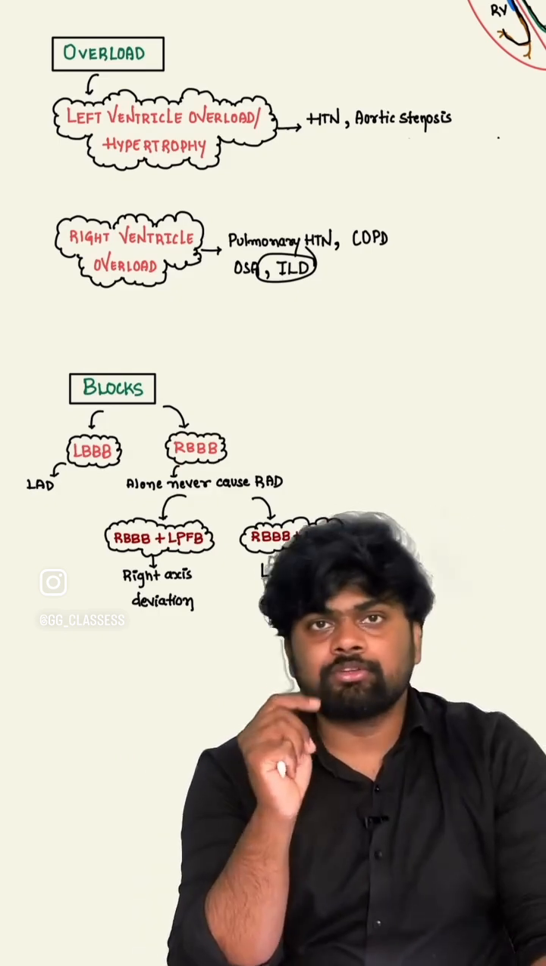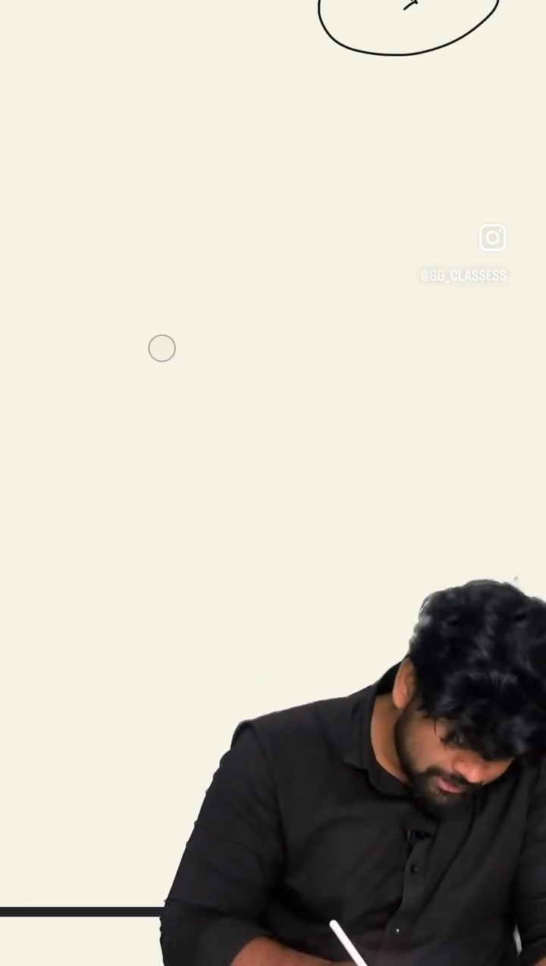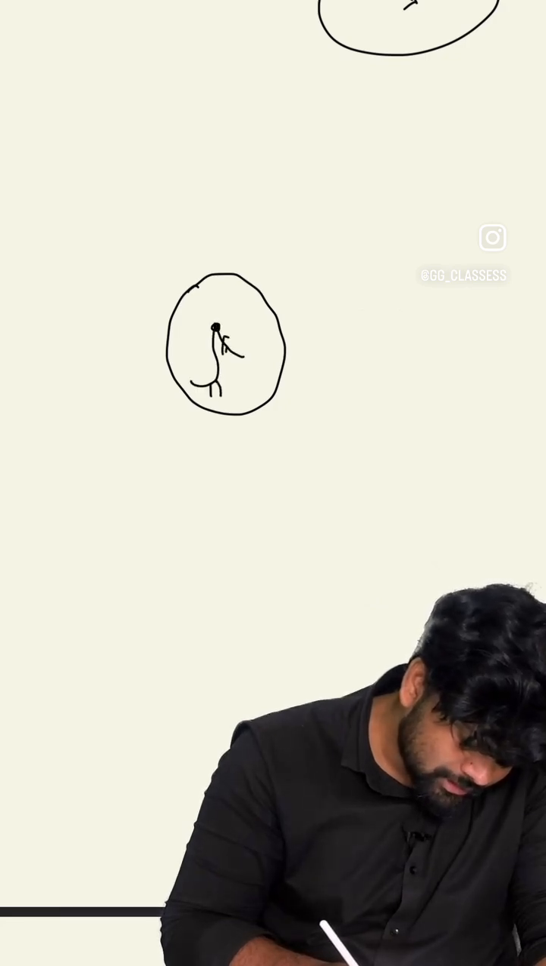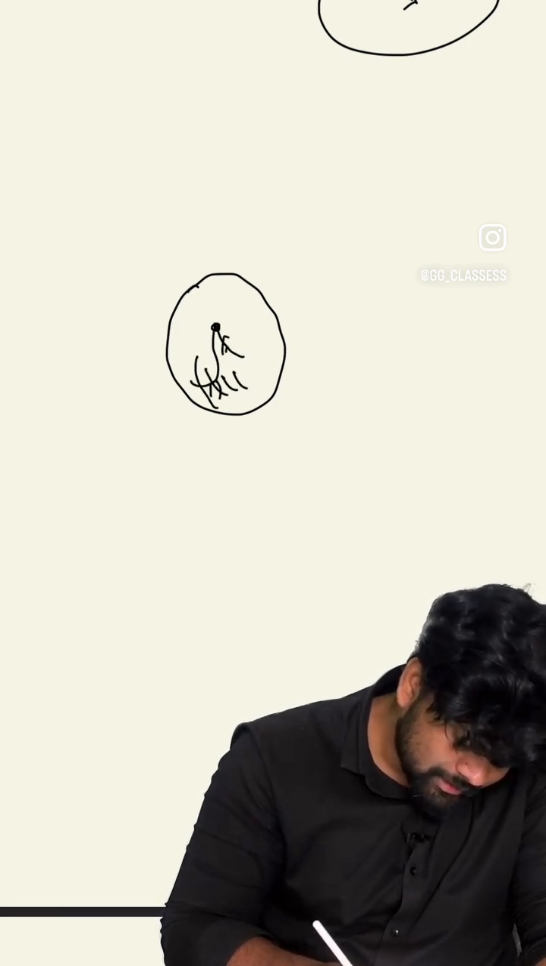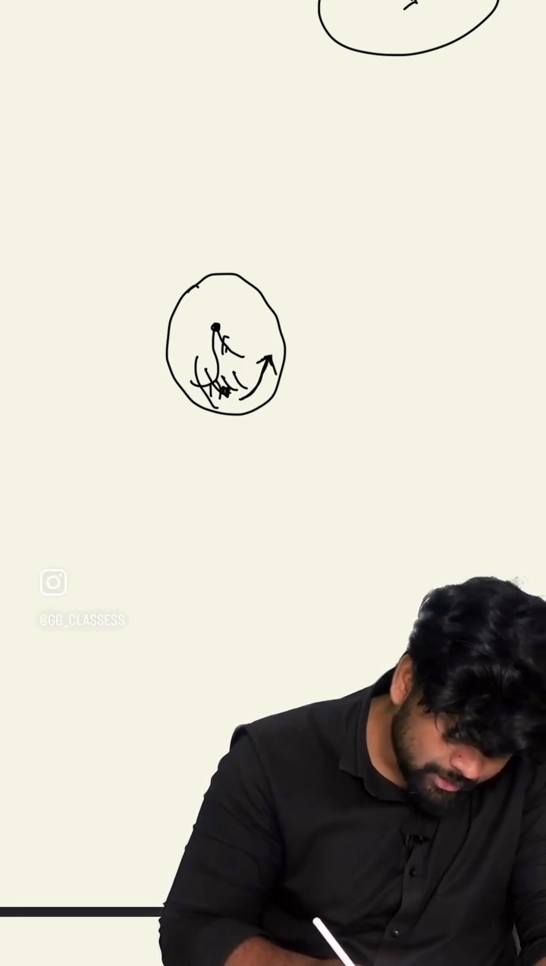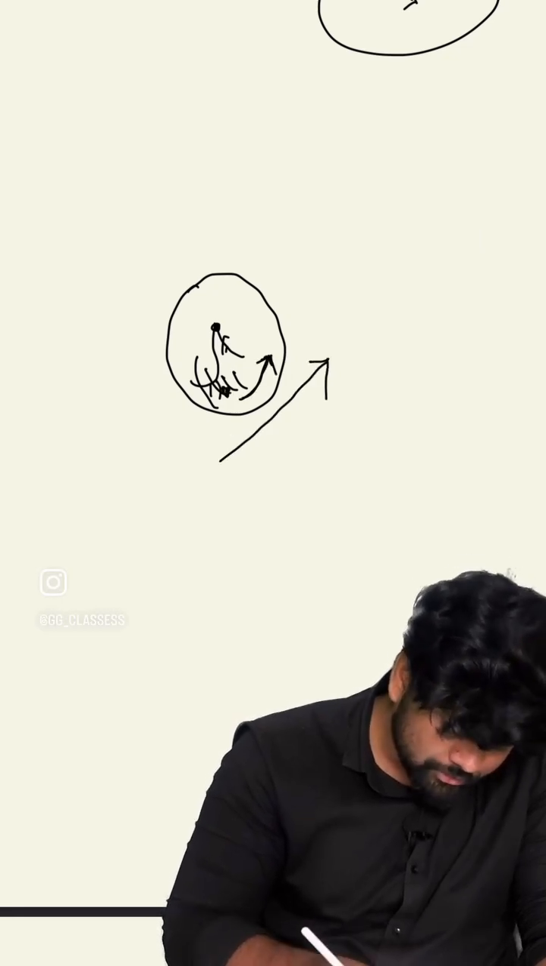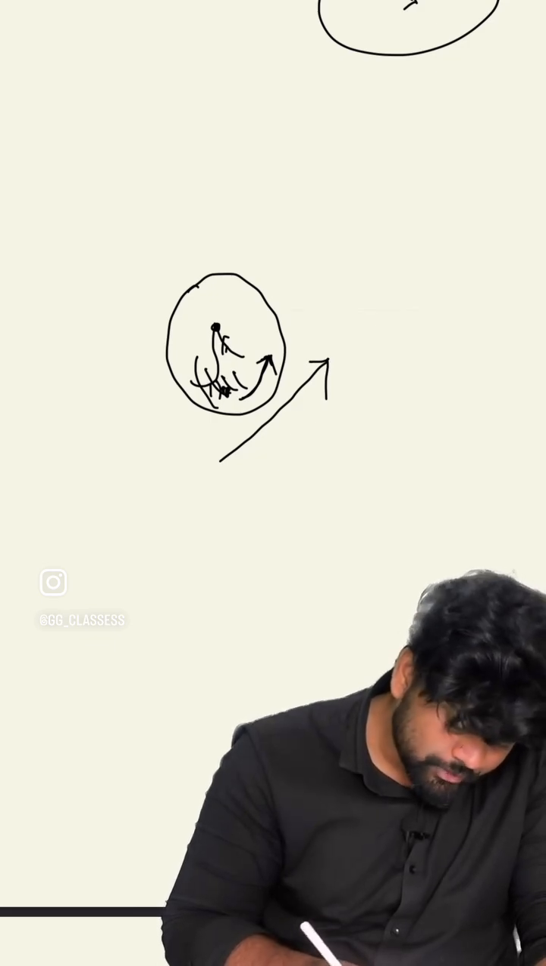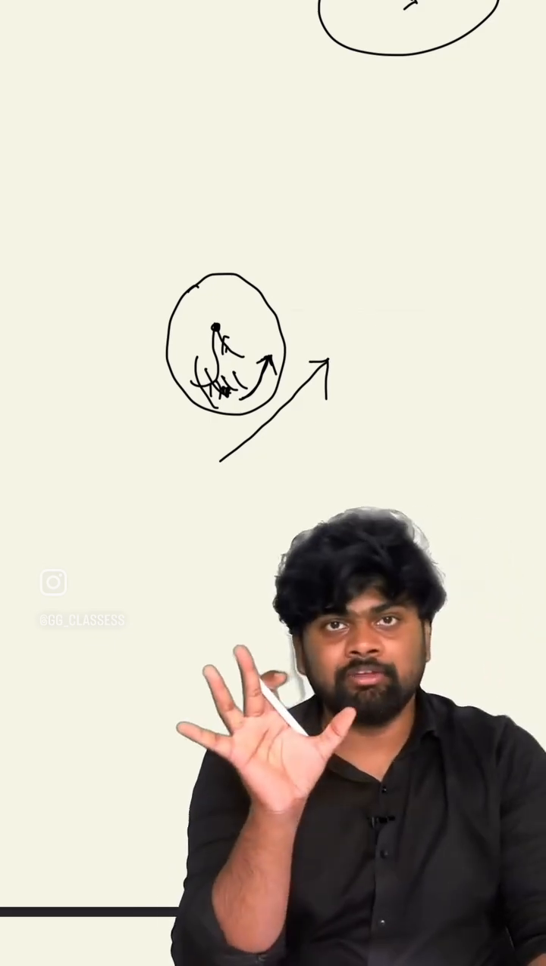Now the third thing is blocks. In that, first is left bundle branch block. Whenever there is left bundle branch block, the right bundle branch will carry the electrical impulses. So first the right side of the heart will get activated and then it will transfer to the left heart. So the vector is from right to left, and that will cause left axis deviation. Wherever the direction of the vector is, the deviation will be to that side.